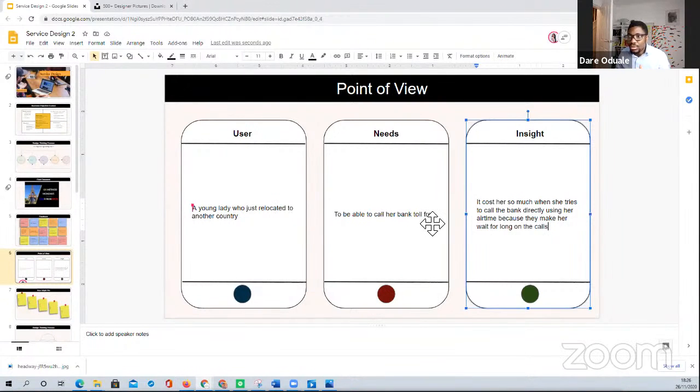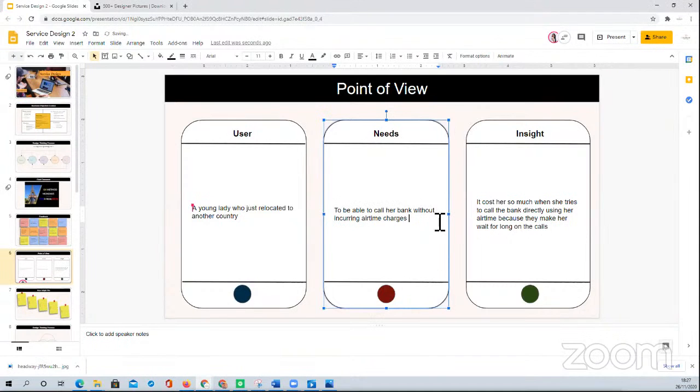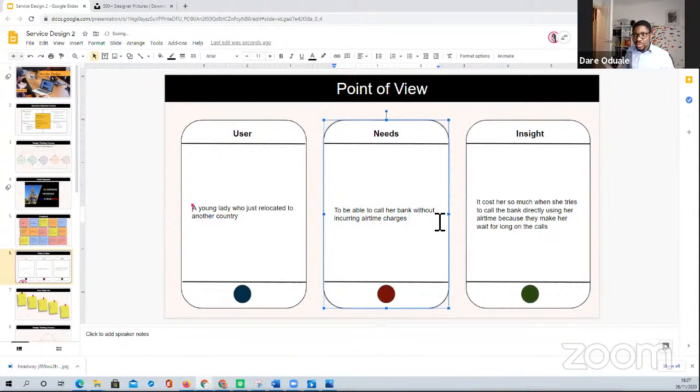Okay, so now we have to rewrite these needs, because somehow it is already suggesting a solution. We need to be careful that what we are doing with the point of view is stating the problem. So it has to be stated in terms of what the need really is, so we can frame any form of solution from it: to be able to call a bank without incurring airtime charges. You can see there's a difference between somebody who needs to be able to call the bank without incurring airtime charges and the person who wants to call the bank toll free.